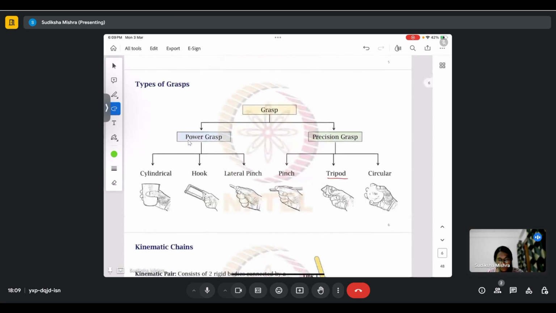Now coming to types of grasp, there is a power grasp and there is a precision grasp. Usually precision grasp is used for smaller objects, things which require a certain control. Power grasp includes cylindrical grasp, hook grasp, lateral pinch. Cylindrical is when you are, say, holding onto a bottle, hook when you are hooking your fingers into something, lateral pinch when you are trying to move a key within the keyhole. Precision grasp includes pinch, tripod, and circular.